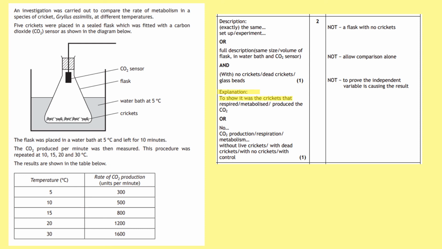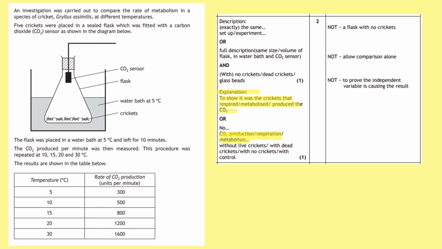So you'll get the mark if you're saying, why are we setting up this control? It's to show that it's the crickets that are respiring, or it's the crickets that are producing the carbon dioxide, or it's the crickets that are metabolizing, and not the breakdown of material within the flask or the rubber stopper or something else. Or you're saying, without the crickets, there wouldn't be any carbon dioxide production, there wouldn't be any metabolism. That is also an acceptable answer because it's just the converse of that first statement.